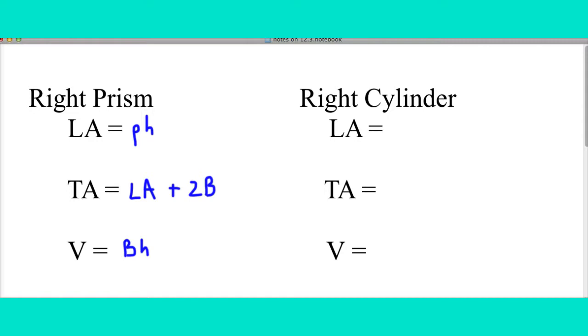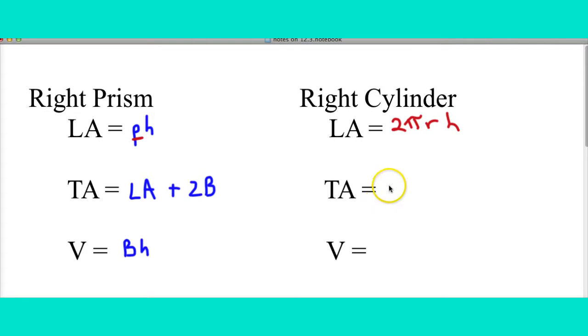So as I said, a cylinder is similar to a prism. So here on the left we have the formulas for working with a prism for lateral area, total area, and volume. Let's take a look at how we could transform these formulas to make them work for a cylinder. Well, lateral area of a prism is perimeter times height. With a cylinder, the perimeter is actually the circumference of a circle. So we're going to replace this P with the formula for circumference, 2 pi r. So 2 pi r h will be the formula for the lateral area of a cylinder.